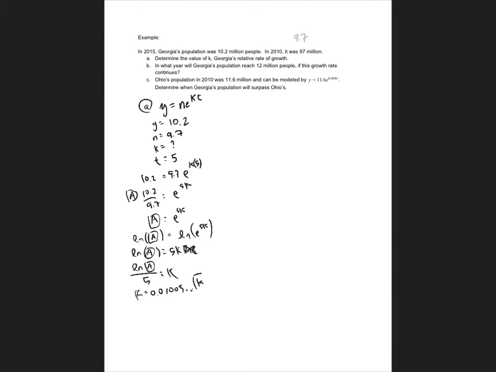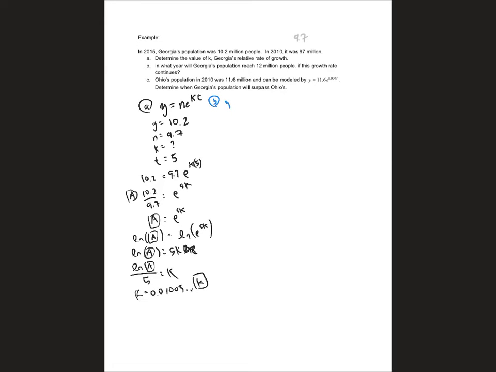Now, I'm going to be clever. I'm going to store it as k in my calculator, so it's used as the same thing. So in part B, the problem says, in what year will Georgia's population reach 12 million people if this growth rate continues? When we talk about growth rate continuing, that means that the k we just calculated is going to be the same in this part of the problem.